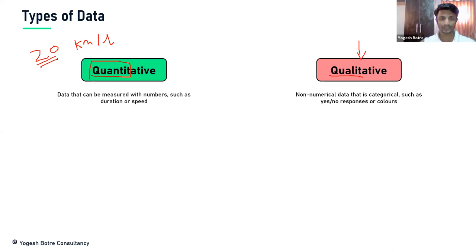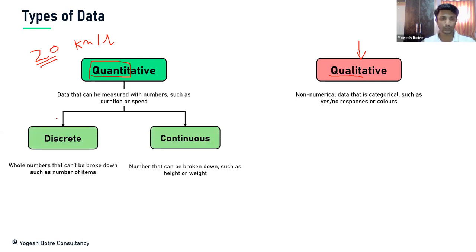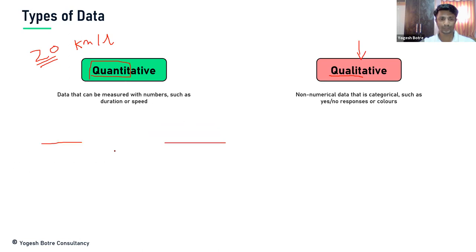And then there are subcategories to each of these data categories. Now let's talk about that as well. So quantitative, broadly speaking, has two categories. One is discrete and the second is continuous. Discrete and continuous. Okay, so let's talk about discrete first.